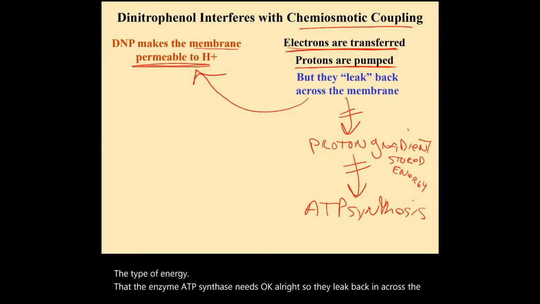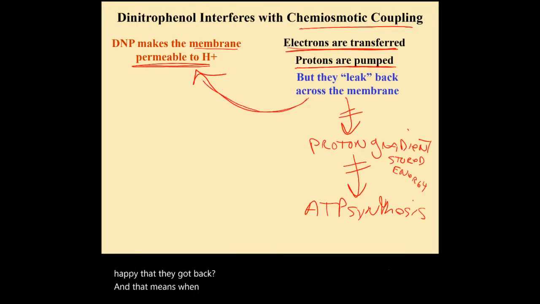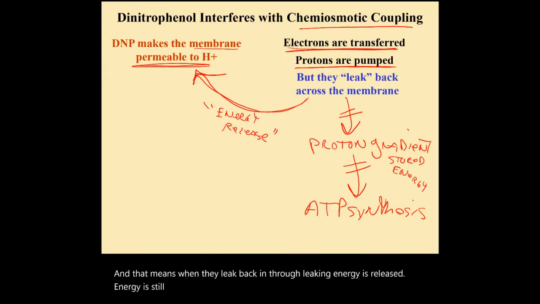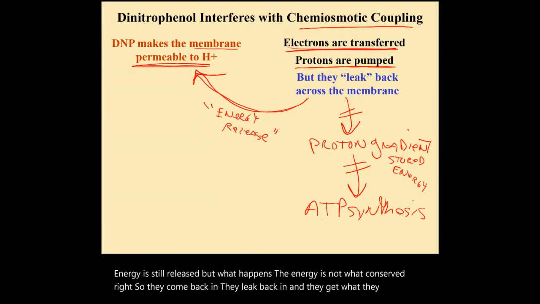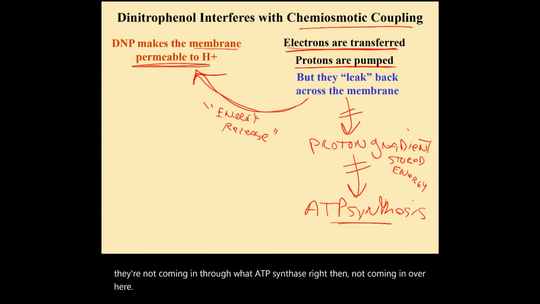But when they leak back in, aren't they still happy that they got back? And that means when they leak back in, energy is released. Energy is still released, but what happens? The energy is not what? Conserved, right? So they leak back in, and they get what they want, but they're not coming in through what? ATP synthase, right? They're not coming in over here.